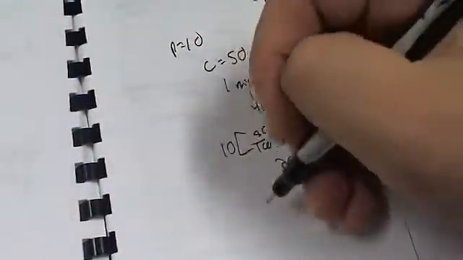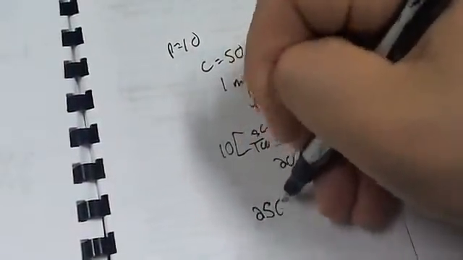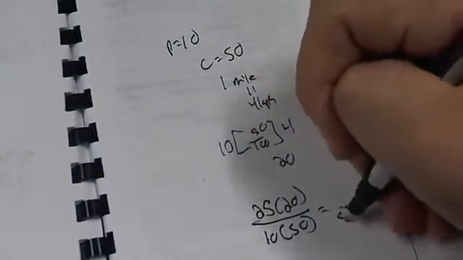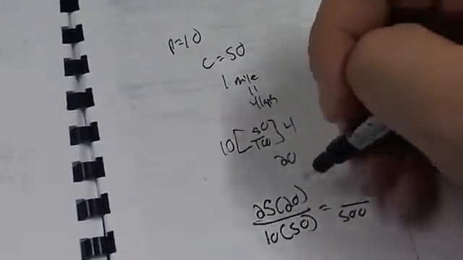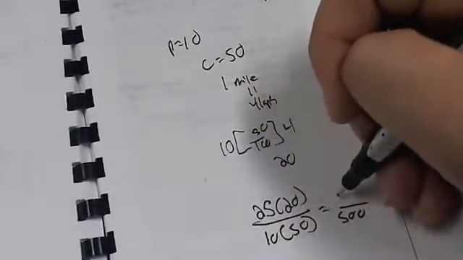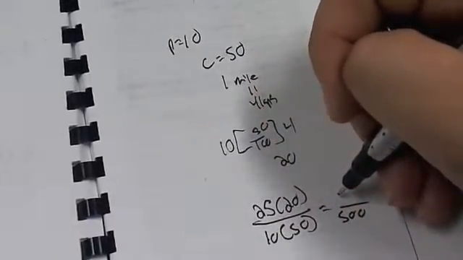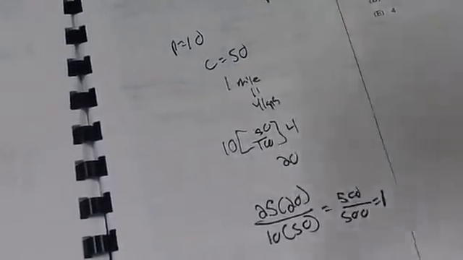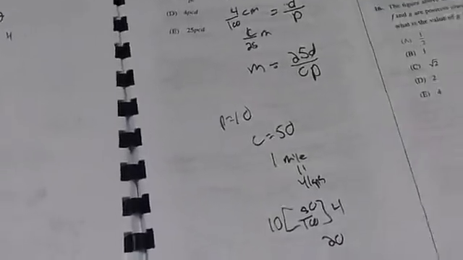So plug it into the first, 25 times 20 divided by 10 times 50. That gives you 500, and then 20 times that is 500. So that's 1, which is 1 mile. 1 mile is 1 mile. That's what we wanted. So that answer works out.